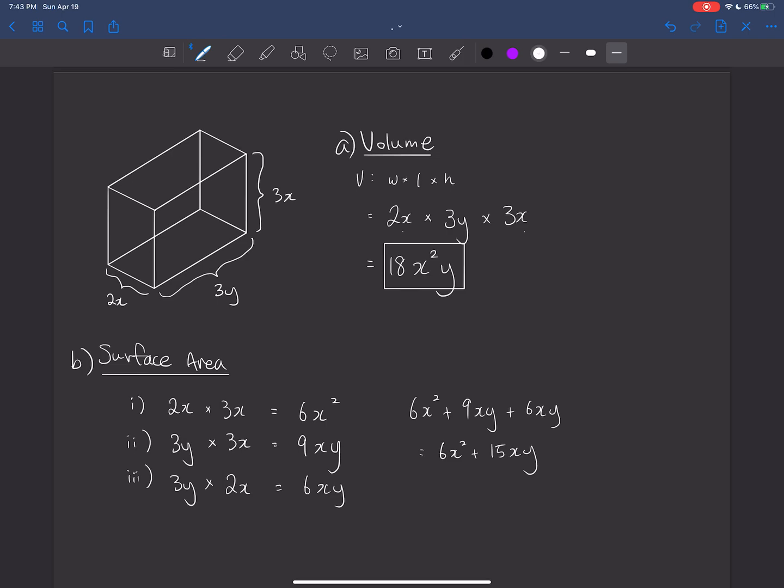So that would be surface area 12x squared. We're multiplying 2 to this, plus 30xy. And that's it.